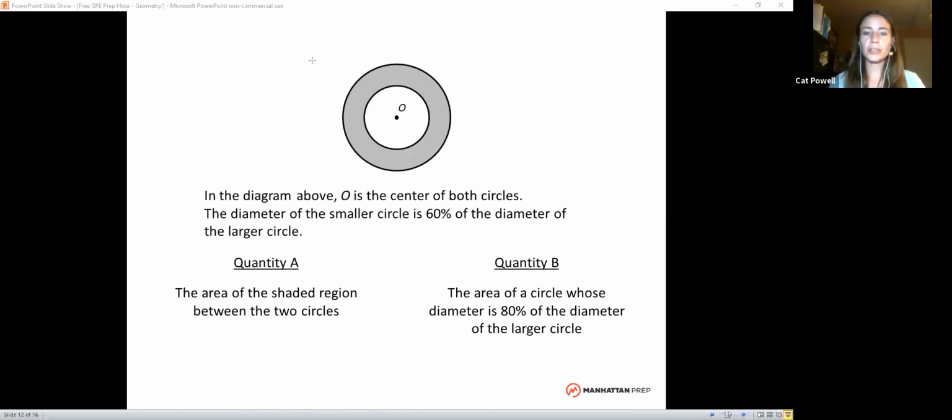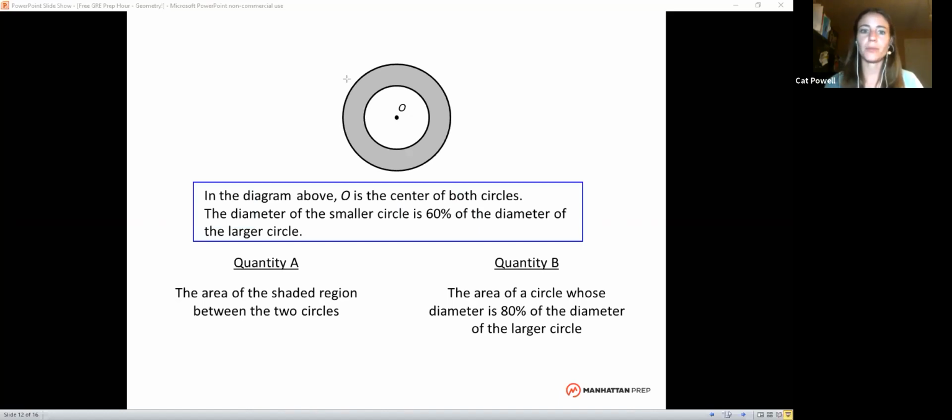So I'm just going to start. And in any QC problem, I try to start just with the upfront information. I have a diagram, O, and I have a large diameter and a small diameter. Maybe I'll draw those in so I have a good visual. And I know that the diameter of the small one is 60% of the diameter of the large one.